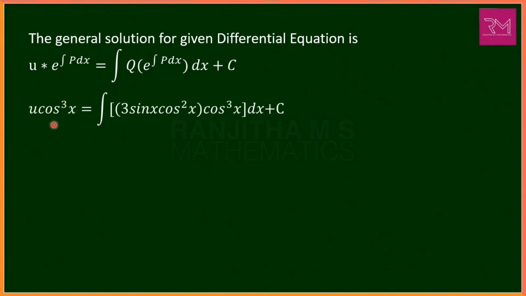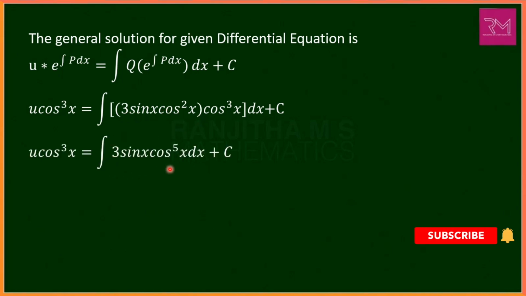We get u into the integrating factor value, cos cube x, which is equal to the integral of Q value, 3 sin x cos square x, into the integrating factor cos cube x dx plus c. Multiplying cos cube x and cos square x, we get the integral of 3 sin x into cos power 5x dx plus c.